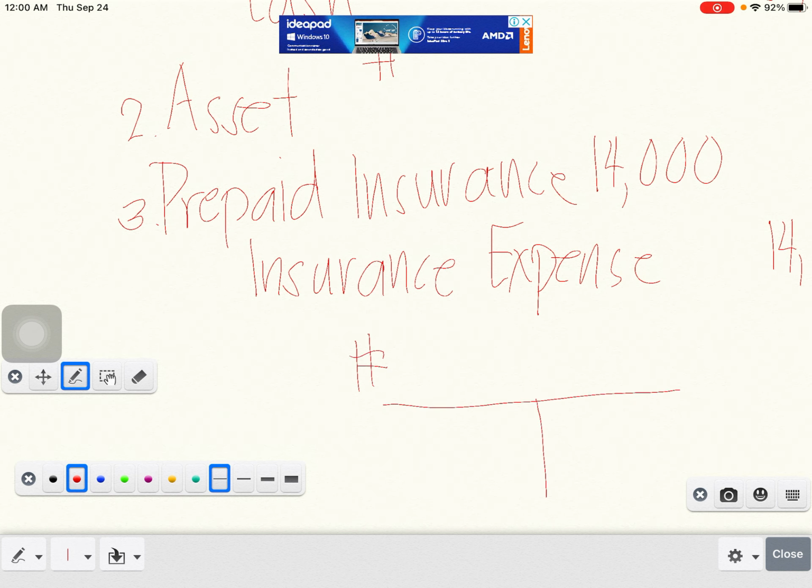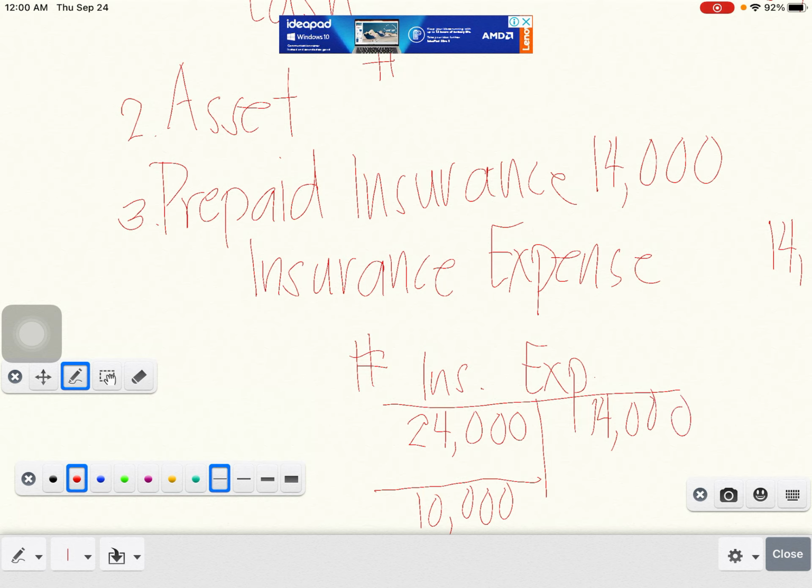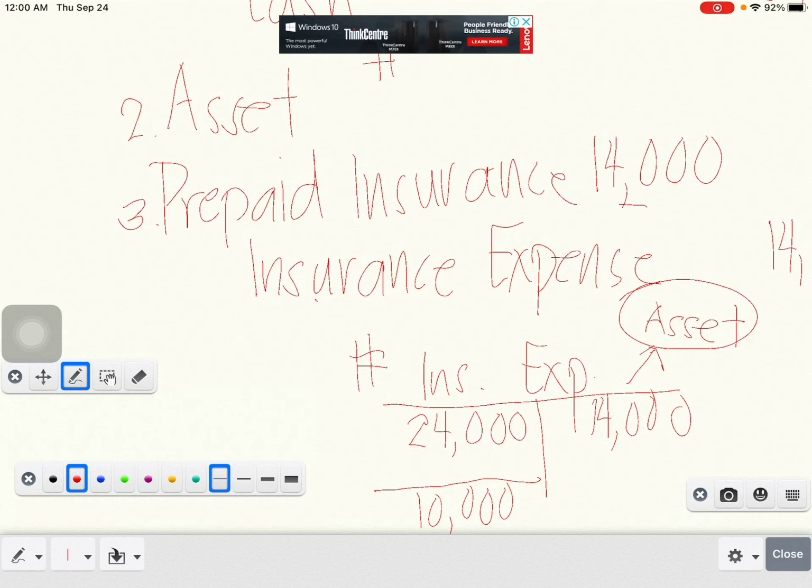Let's try to make a T account. Insurance expense. Originally, we have 24,000. Our goal is that the insurance expense is only good for 10,000, right? Good for 5 months. So, how would you make it from 24 to 10? We subtract 14,000. What is this 14,000? This is your asset. That's why we recorded prepaid insurance for 14,000. Then we deduct it from insurance expense of 14,000 to reflect the 10,000.